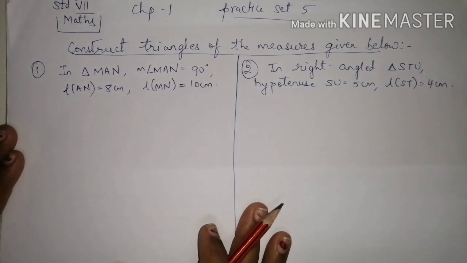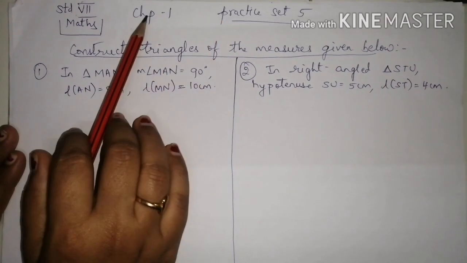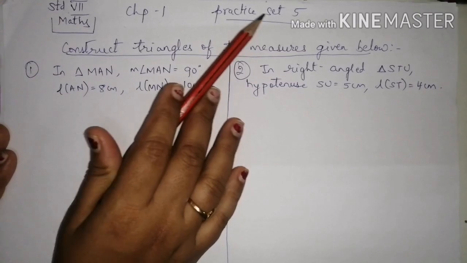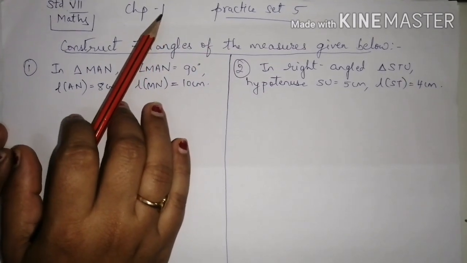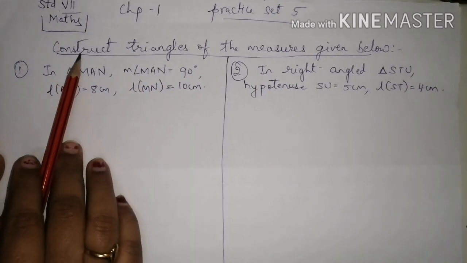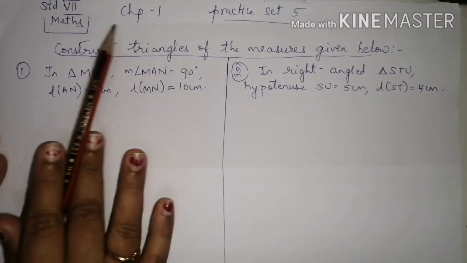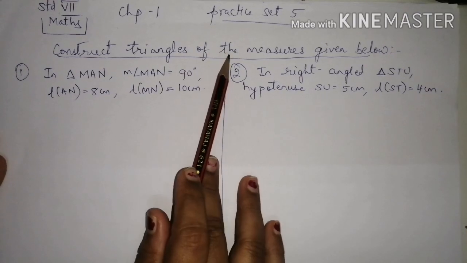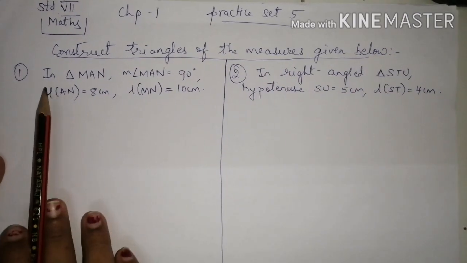Welcome students. Today let us start with our chapter first, practice set 5. Hope you must have practiced till practice set 4. Now today we are going to start with practice set 5. It is a construction of a right angle triangle. See here, construct triangles of the measures given below.